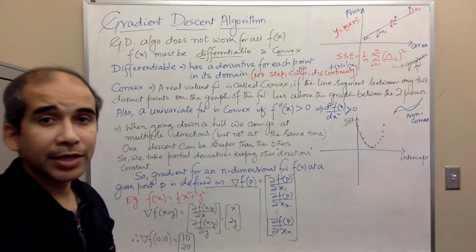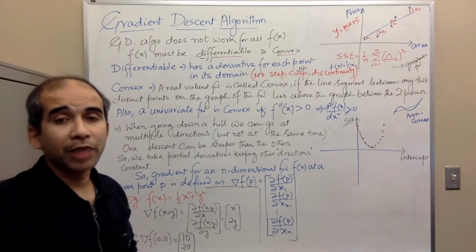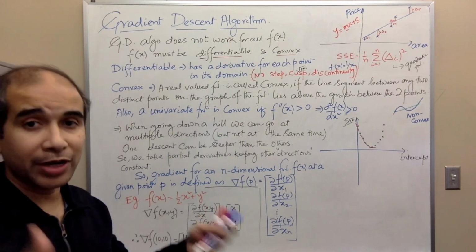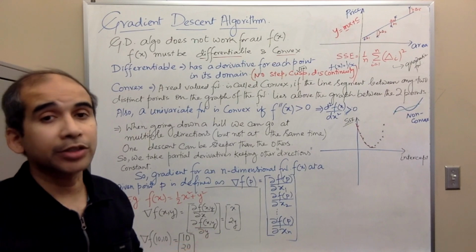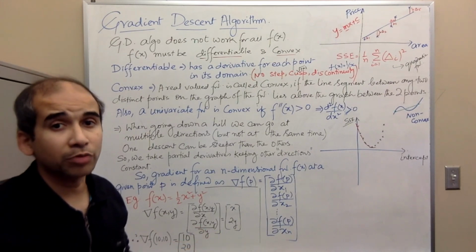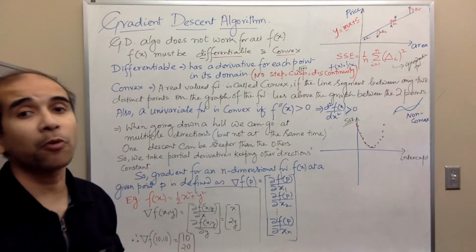To apply the gradient descent algorithm, we need to make sure that the function is differentiable and convex. These are very important. Without that, the gradient descent algorithm will not work. So what is differentiable? It means it has a derivative at each point in its domain.